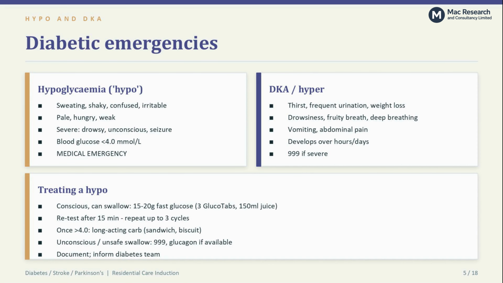Watch for hypo-unawareness. Some residents on insulin lose the warning signs of hypoglycemia and only know when severely low. They need extra monitoring.